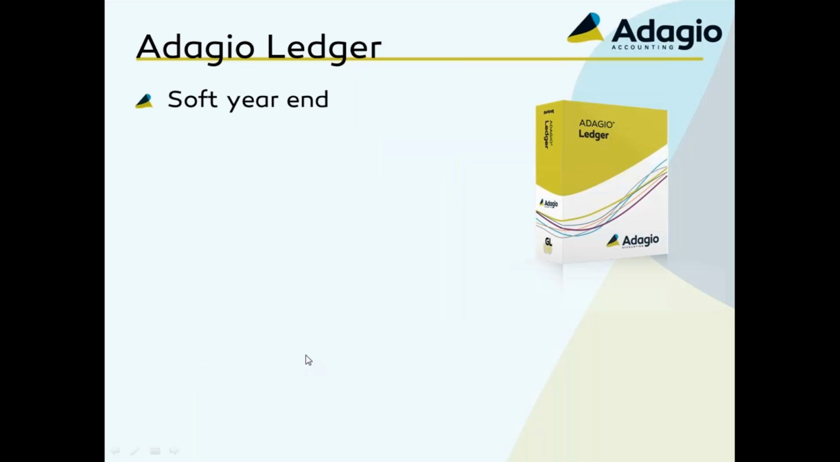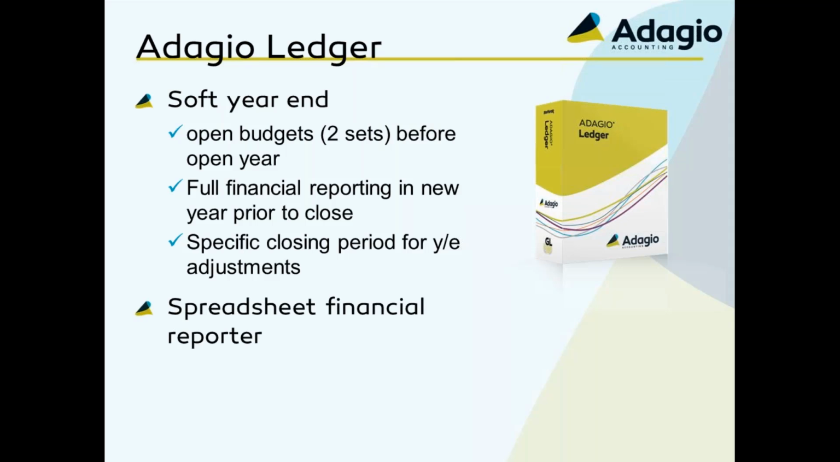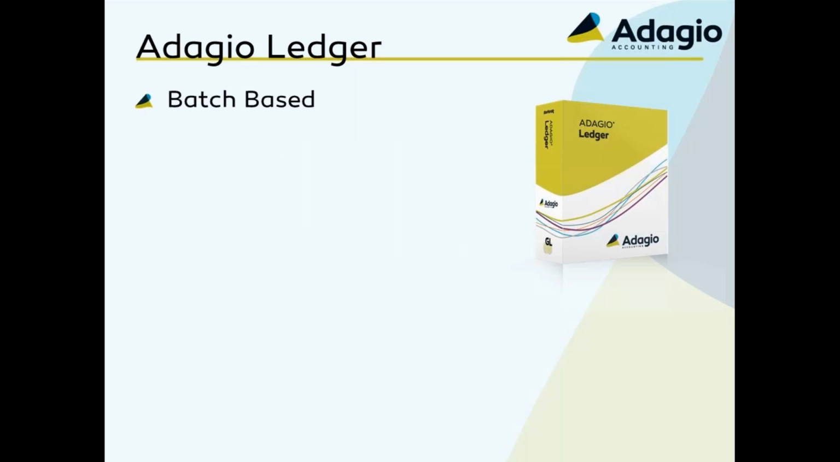In an organization that's subject to audit, you often want to have a soft year end. As I mentioned earlier, today you can open your budgets before you open the new year. You have full financial reporting in the new year prior to closing the year. We still have a specific close year function. And then when the adjustments come back, or you finish with the year adjustments, you post them in a special posting run to the prior year. And our financial reporter is a full spreadsheet.